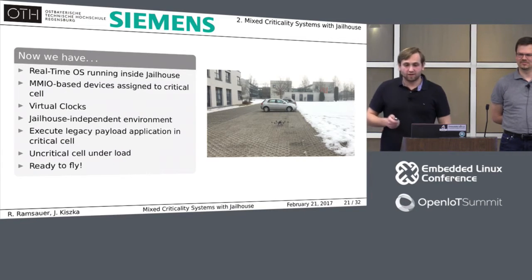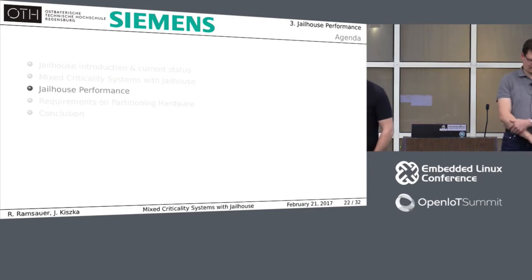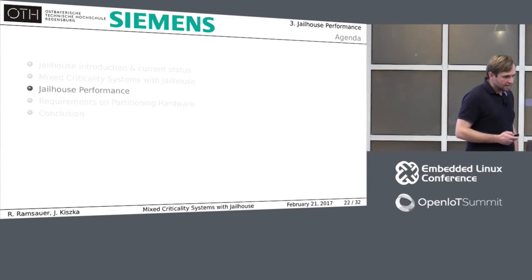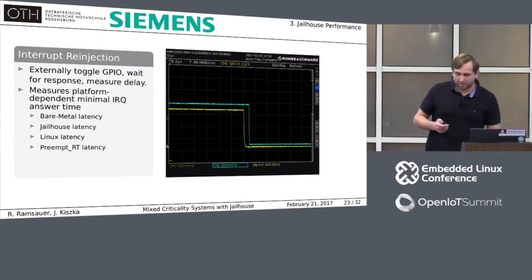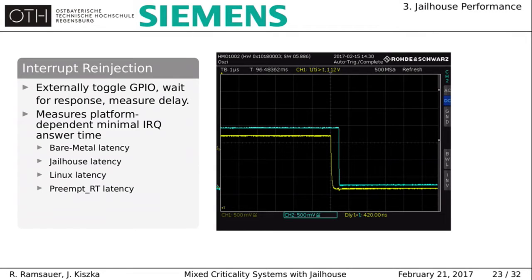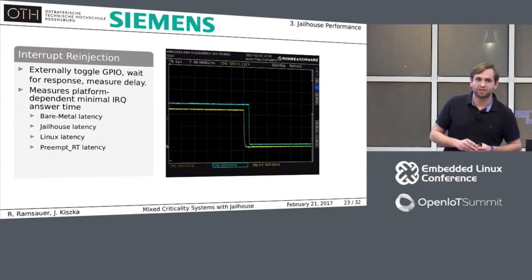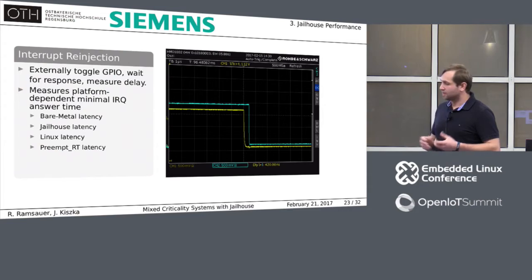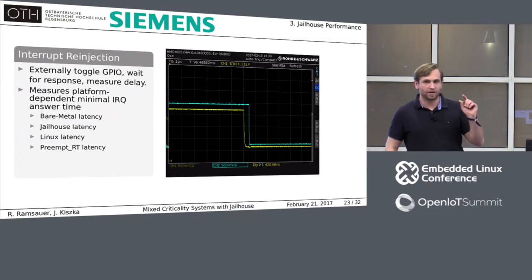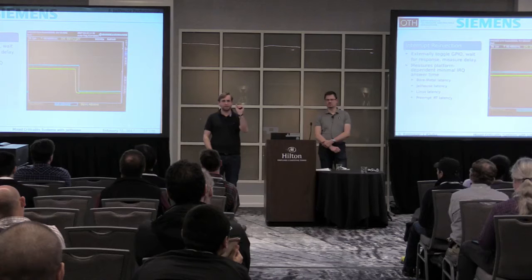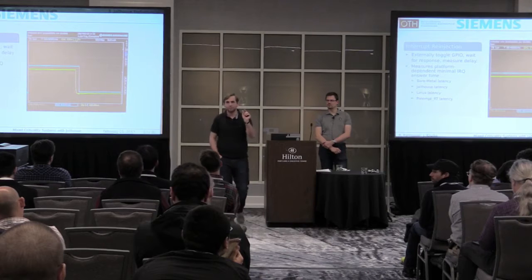So now we got it running, but let's talk about the performance of Jailhouse when running a real-time application inside it. As I already said, we are re-injecting interrupts. So if an interrupt arrives, it first arrives in hypervisor context, and then we re-inject it to our cell. And we wanted to know what's the latency that is introduced by Jailhouse. So we made a measurement, and we externally toggled a GPIO, waited till the interrupt arrived, and then just toggled another GPIO and measured the latency between those two events.